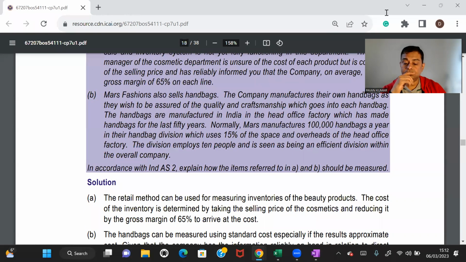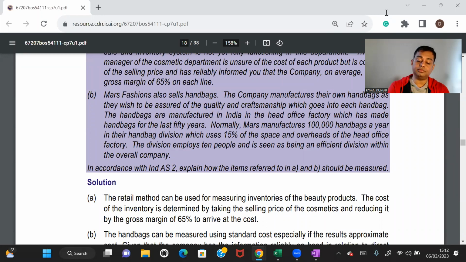Mass Fashions also sells handbags. The company manufactures their own handbags as they wish to be assured of the quality and craftsmanship which goes into each handbag. The handbags are manufactured in India in the head office factory, which has made handbags for the last 50 years. Normally, Mass manufactures 1 lakh handbags a year in their handbag division, which uses 15% of the space and overheads of the head office factory. The division employs 10 people and is seen as being an efficient division within the overall company.